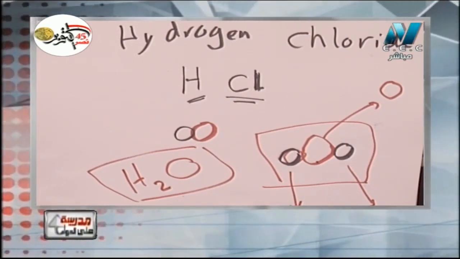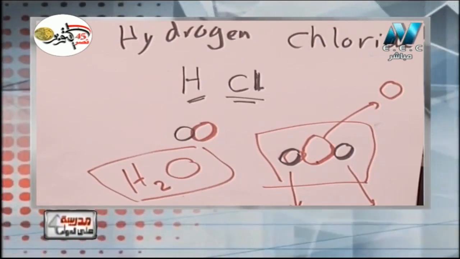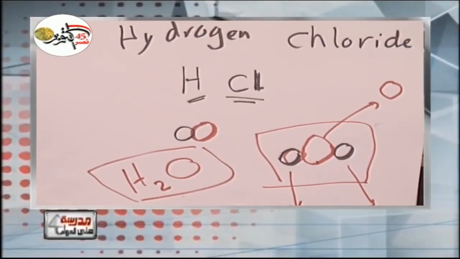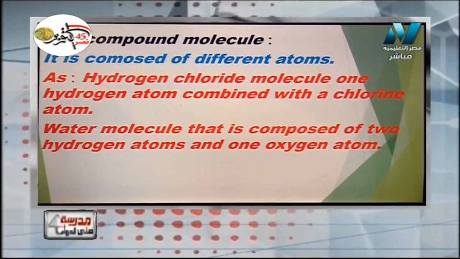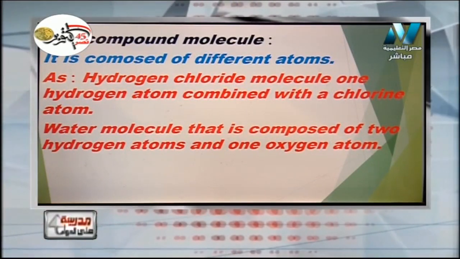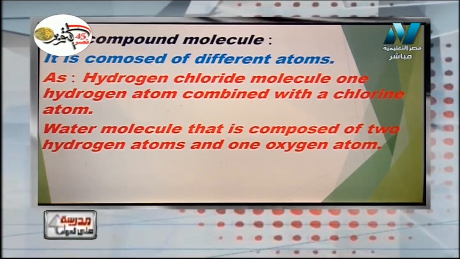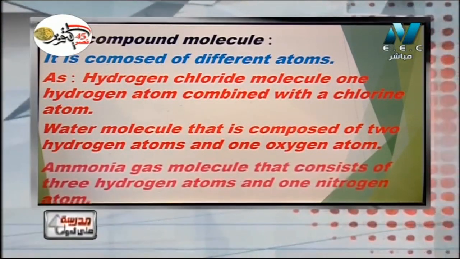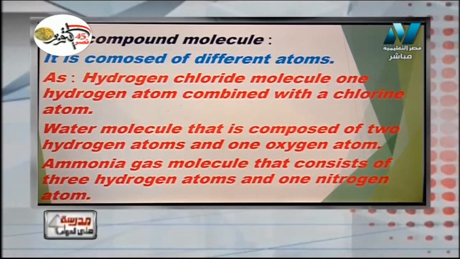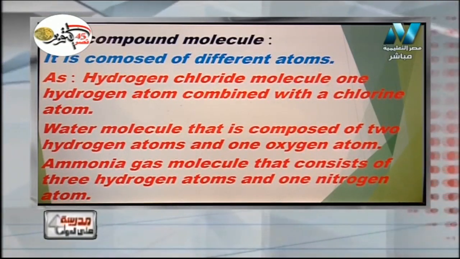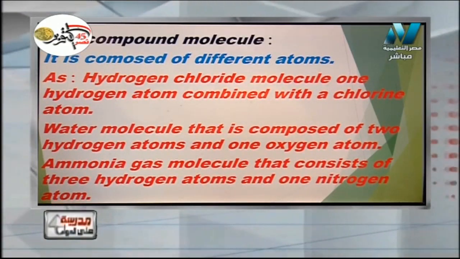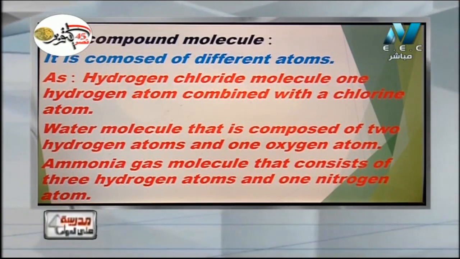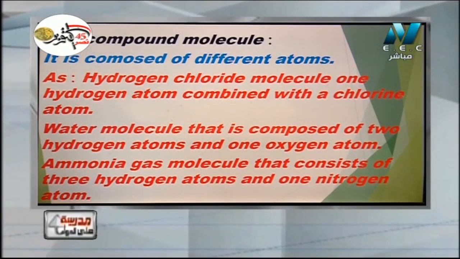First one, hydrogen chloride. We have many types of hydrogen chloride: hydrogen chloride gas and hydrochloric acid. Number two, water molecule that is composed of just two hydrogen atoms and one oxygen atom. Number three, ammonia gas. Ammonia gas molecule consists of what? Three hydrogen atoms and one nitrogen atom.